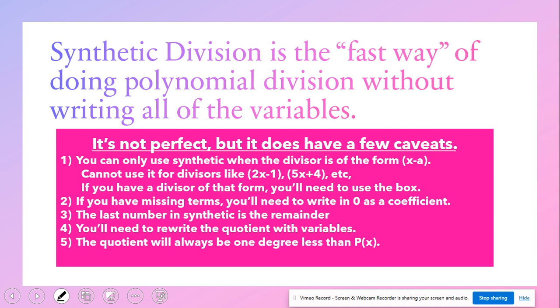And then the one thing, since we do save some time by only using coefficients, no variables, at the very end we do need to add the variables back in to rewrite the quotient. And with that, what's tricky is the quotient will always be 1 degree less. But I'm hoping that since we're familiar with the box method, we see that now.